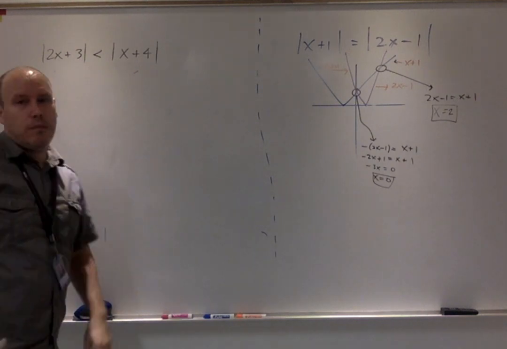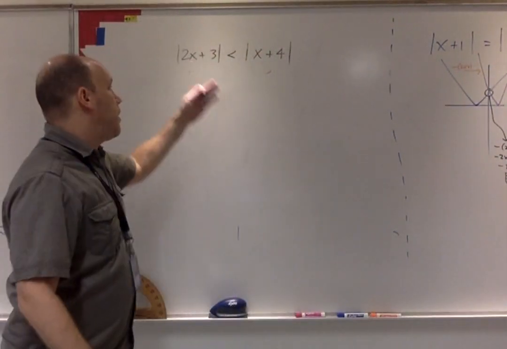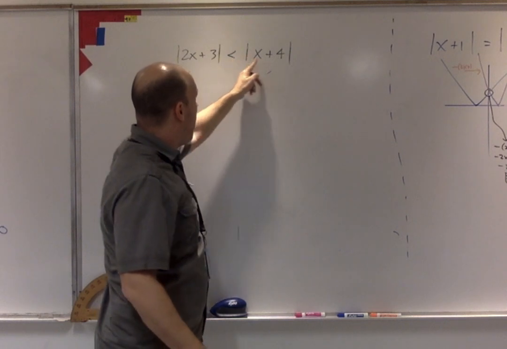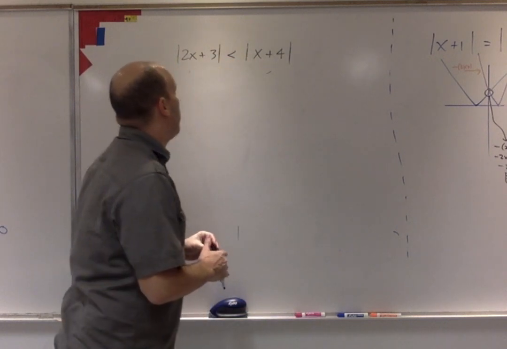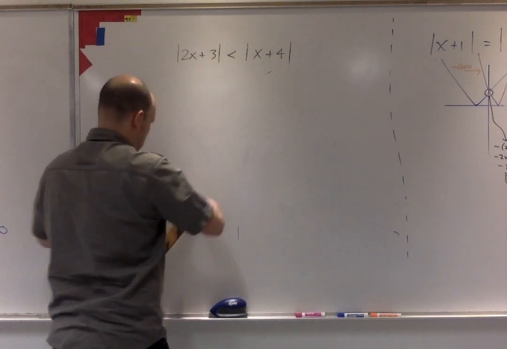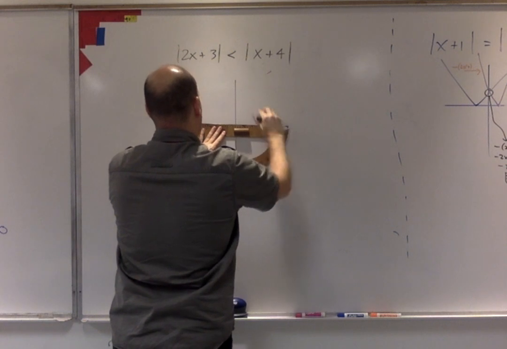So we're going to look at this last problem. The absolute value of 2x plus 3 is less than x plus 4. Okay, so let's take a look at this. We have our graph here.